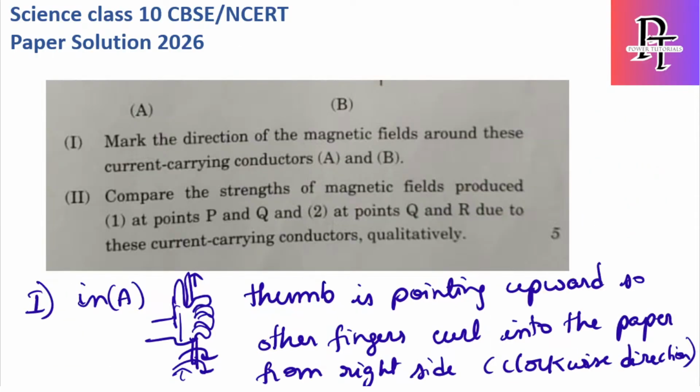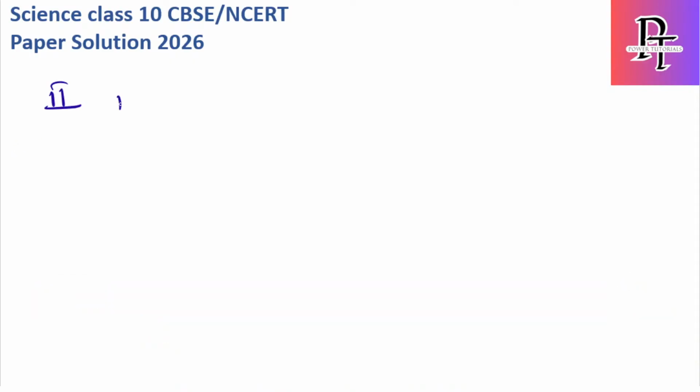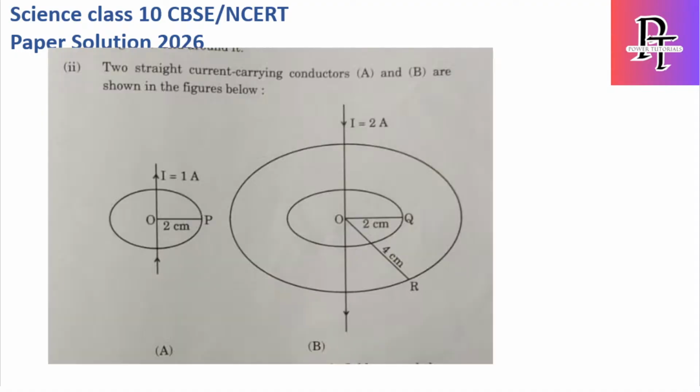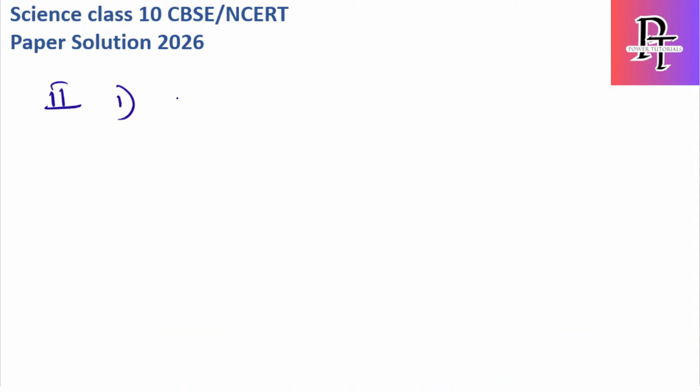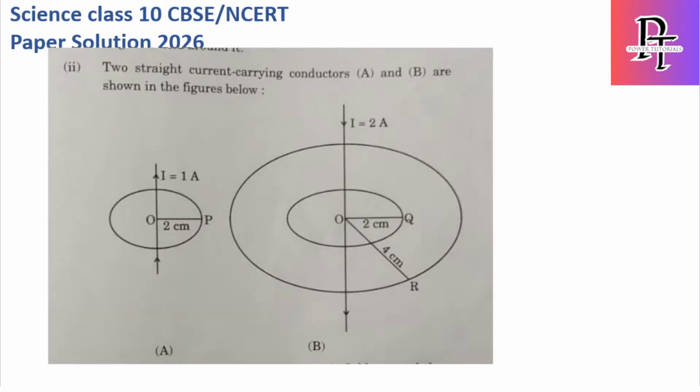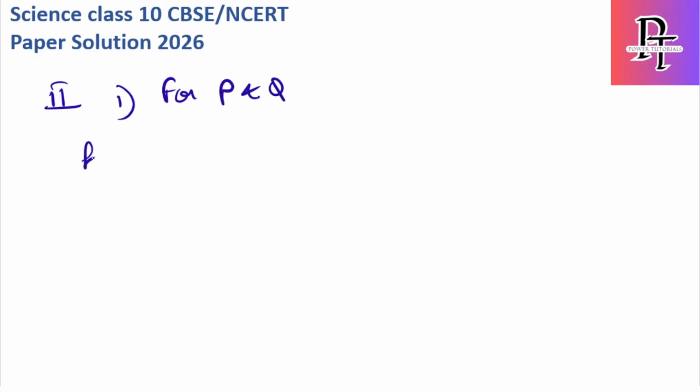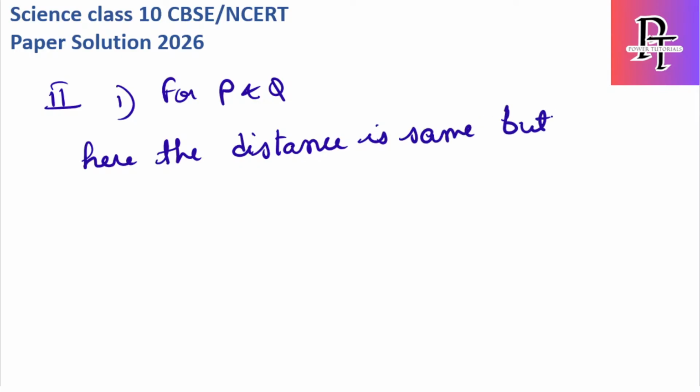Okay. Next, compare the strengths of the magnetic field produced at 1, points P and Q, and 2, points Q and R. Problem number 2, let's solve this. In part 1 they are asking about P and Q. For P and Q, the distance is the same but the current is different.